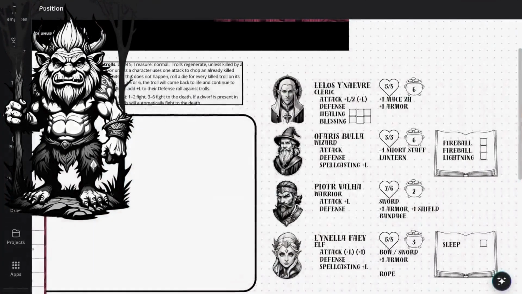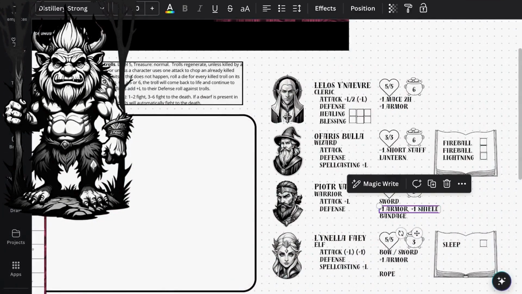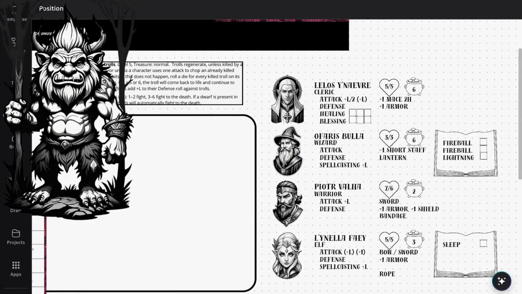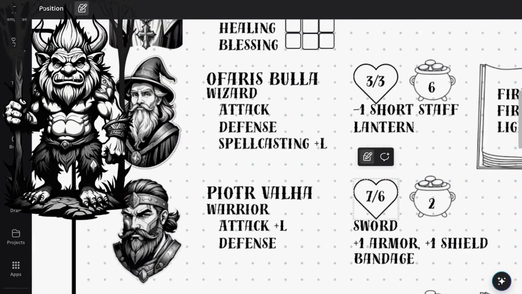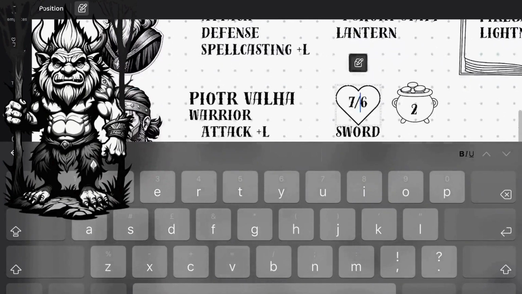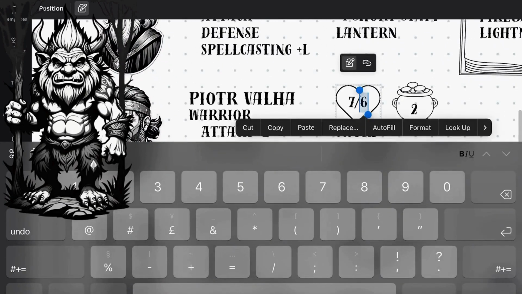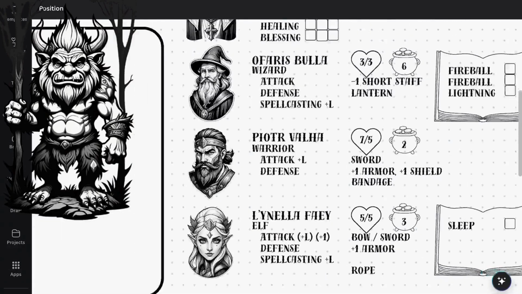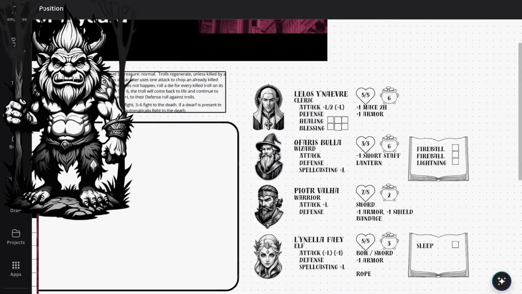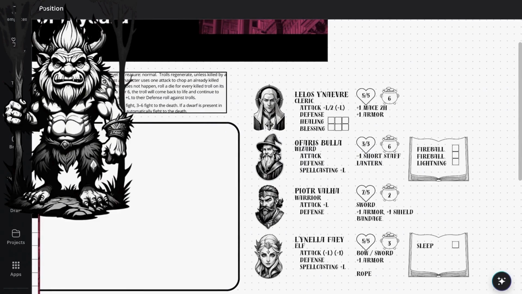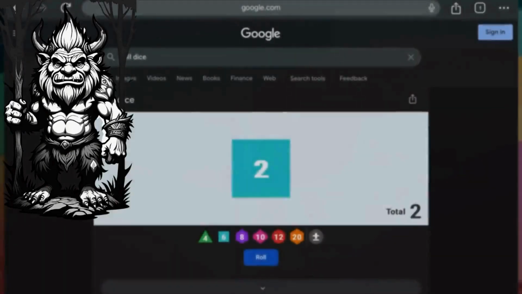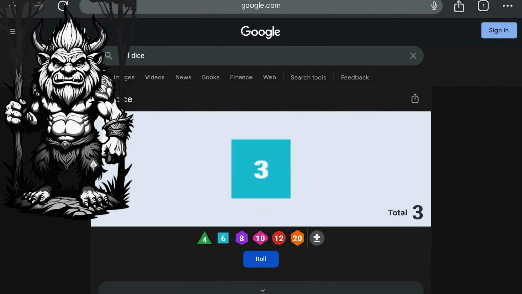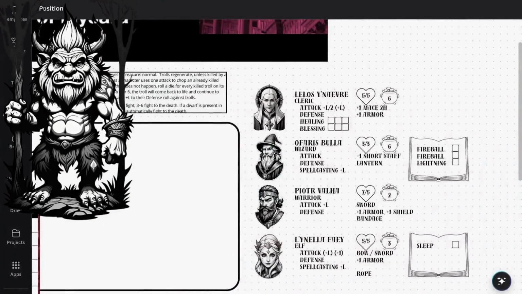2. 2 plus 1 for the armor, plus 1 for the shield. It's still just 4, which is not enough. So another hit from the troll to Piotr. Now it's 5 life what he has. Okay, Piotr fights back with his sword. 3 plus 1 for the level is 4.